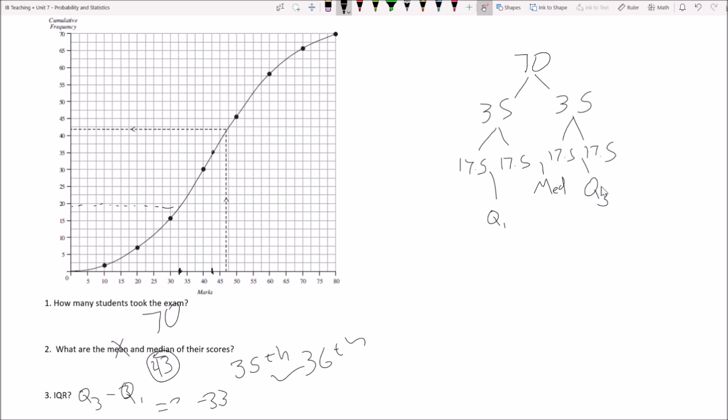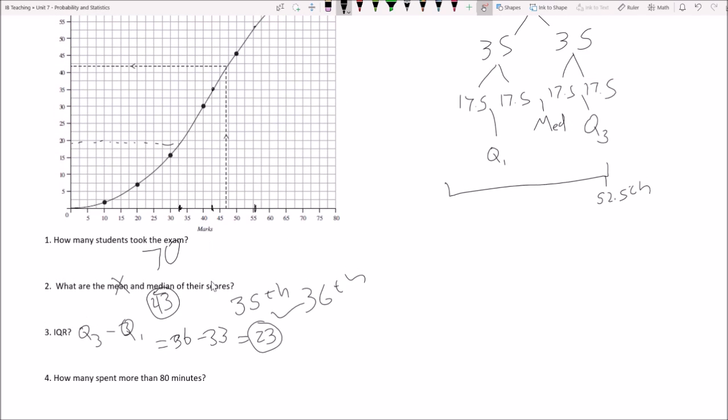And then we also need the Q3 value, so I need to figure out what person is that. Well, right here we have 17.5, and we have it 3 times. So I'm looking at 52.5, the 52.5th person. So I'm going to go to 53. So 53 is my best guess. I'm going to trace that over. That hits right in here. Trace that down, and I'm at like, it's just a little bit to the right of 55, so maybe I'll go with 56. So 56 minus 33 is 23. That's my estimation of the interquartile range.